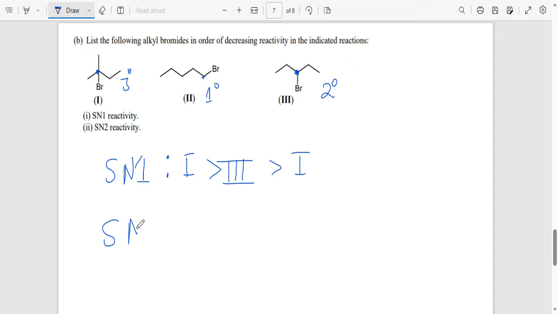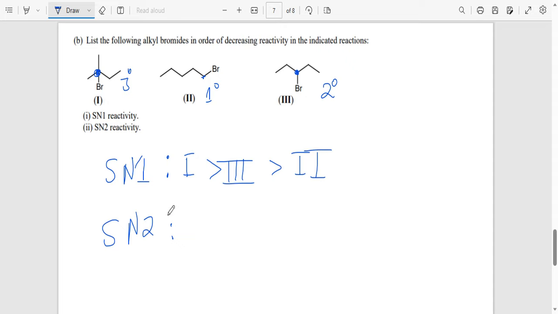And then for SN2, the primary is supposed to be the best. And primary is 2. Oh, sorry, I'm getting confused here. We've said the best is going to be 1 because it is tertiary. The second is going to be 3. And then this is 2.